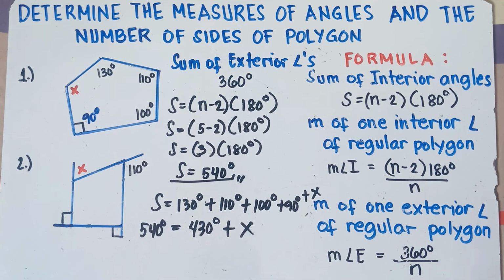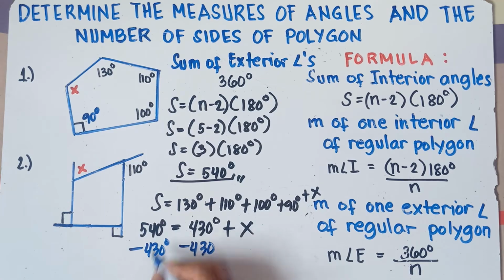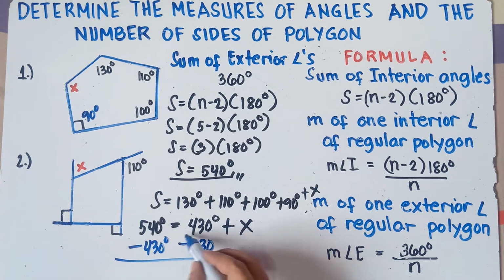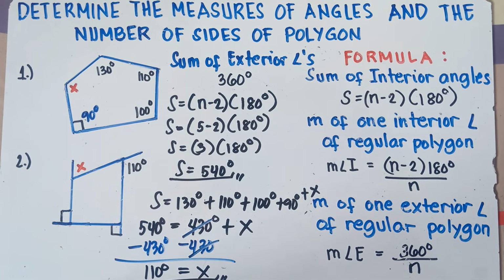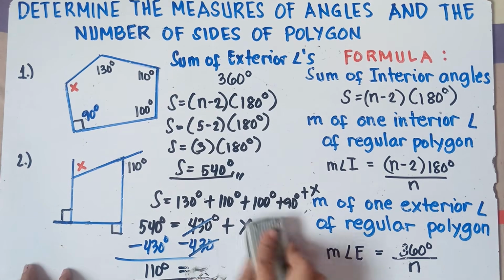Now to get the value of x, class, you have two solutions. You can use the subtraction property of equality, or you can simply transpose 430 from right to left. But many of the students are so confused with the subtraction property of equality, so you can simply subtract both sides by 430. Subtracting both sides by 430, we can cancel this out. And then 540 minus 430, that's 110 degrees equals x. So that's the value of x. X equals 110 degrees.